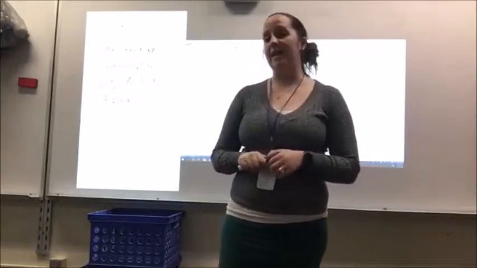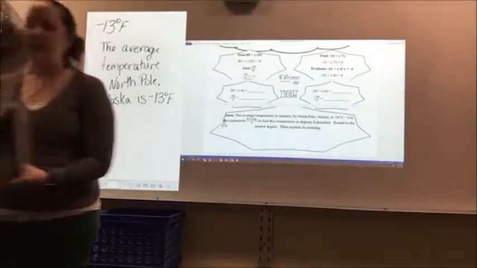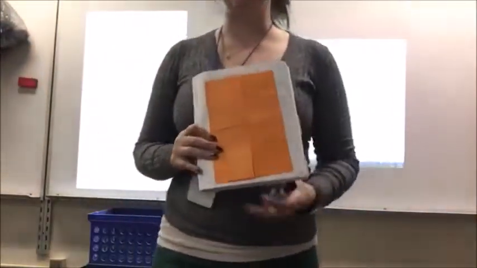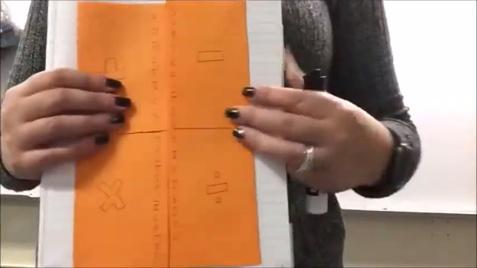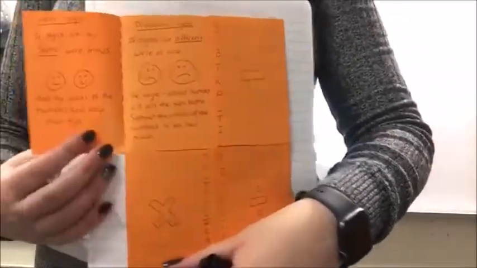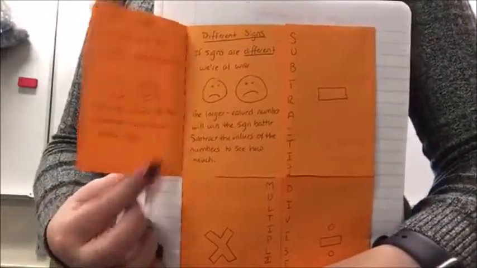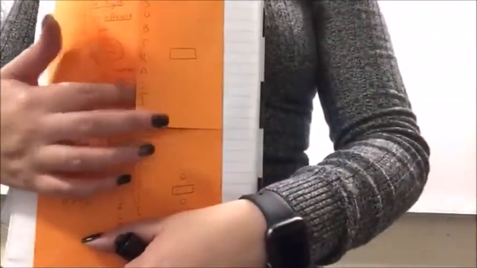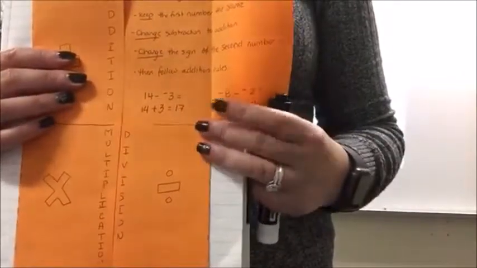All right, that is the end. The last thing in your book is this foldable. Yours might be a different color. Okay, so addition, subtraction, multiplication, and division. So addition, right? Same sign, different signs. They're friends, they're enemies. We add or subtract. Okay? With subtraction, we talk about which one's bigger. All right? I want you to go ahead and solve these as well.